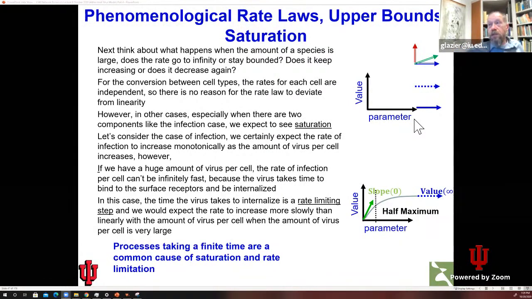And so in that case, the simplest thing you get is something like this picture here, where suppose the parameter is the amount of cytokine, the value is the rate of production of T cells. If I have a small amount of cytokine, as I increase the amount of cytokine, the rate of production of T cells goes up. If I have a lot of cytokine, the rate of production of T cells is whatever the maximum possible rate is. And so you get this curve that looks like this. It's got some slope at 0, and it reaches a maximum value. It's called saturation.